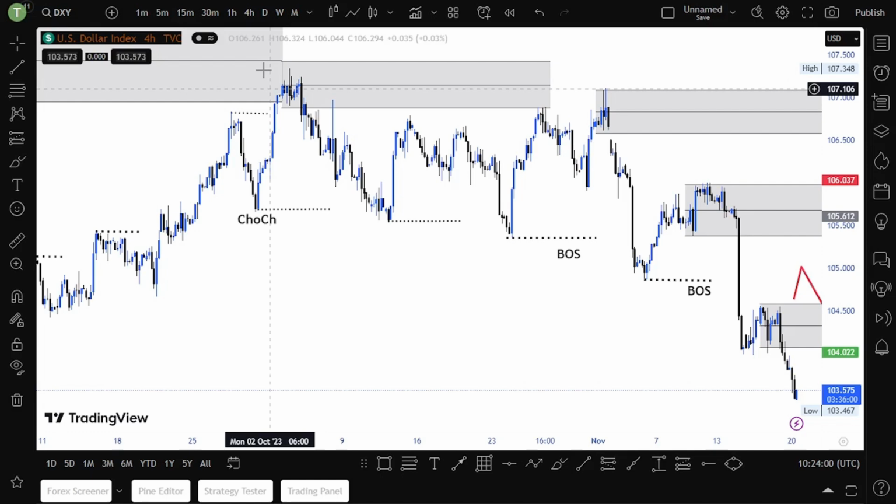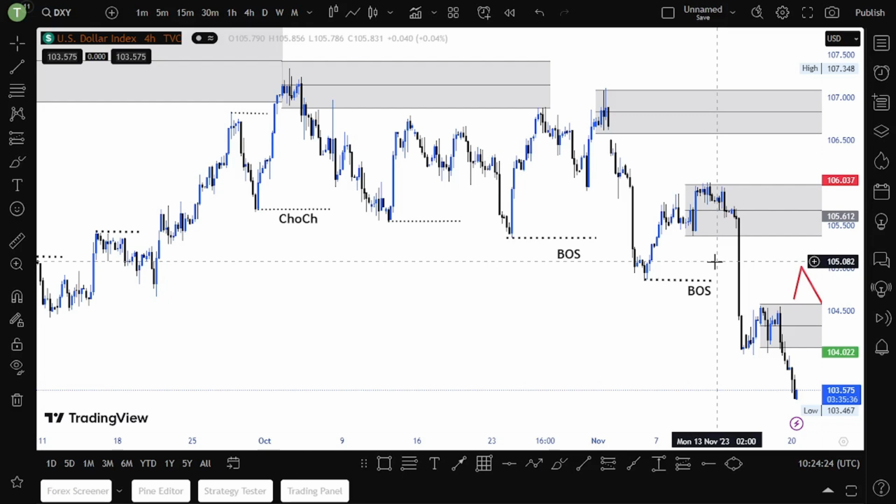Okay, as you can see now, we are on the chart and I'm going to show you how the DXY moved on that day. So let me just go back to the 14th of November, as you can see here, guys. Here we already have a break of structure.